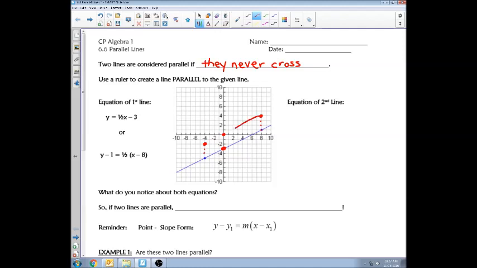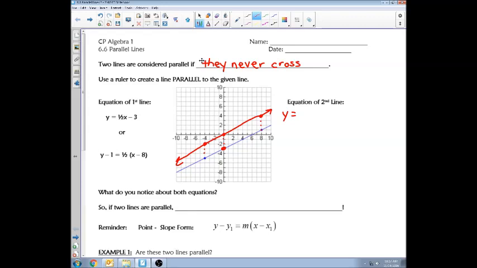Just connect my points. Hopefully you have a straight edge to make your line a little better than mine. All right, so now we have our two parallel lines. Our job now is to write the equation in both slope-intercept form and point-slope form of our new line. Well, y equals, what is the slope of my new line? If I start at (0, 0) and go down 2, it'd be -2 over 1, 2, 3, 4.